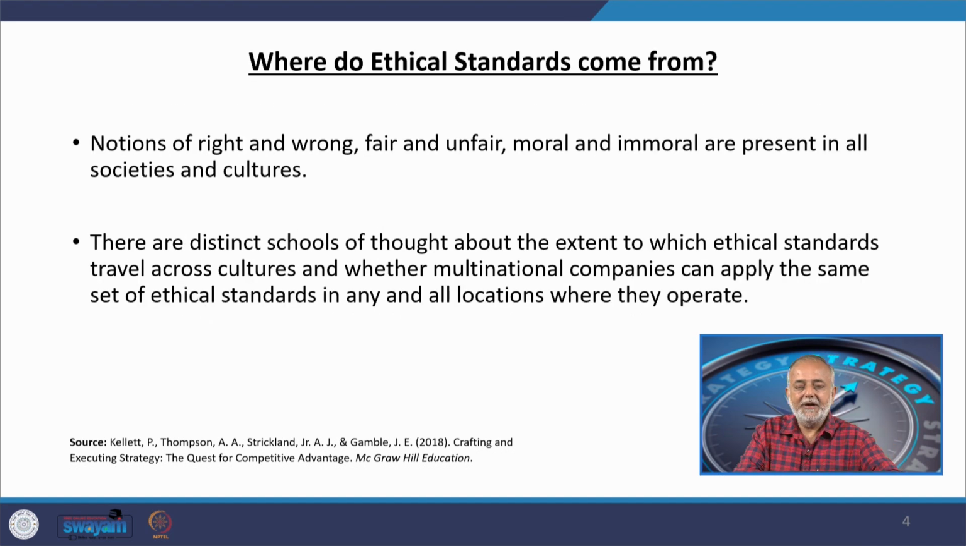Where do ethical standards come from? Notions of right and wrong, fair and unfair, moral and immoral are present in all societies and cultures, in terms of product choices, human resource policies, the machinery and raw material we are using, the kind of pollution we might generate, the environmental friendliness we must have in the processes, and so on. Sometimes you would witness organizations changing their businesses completely and radically to answer such questions with an ethical benchmark. There are distinct schools of thought about the extent to which ethical standards travel across cultures, and whether multinational companies can apply the same set of ethical standards in any or all locations where they operate.